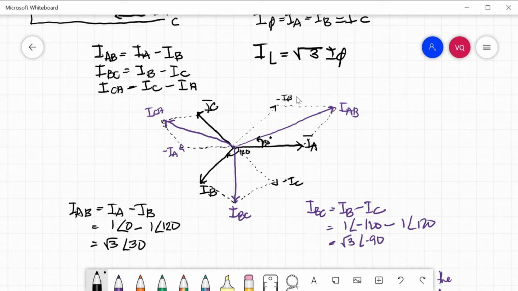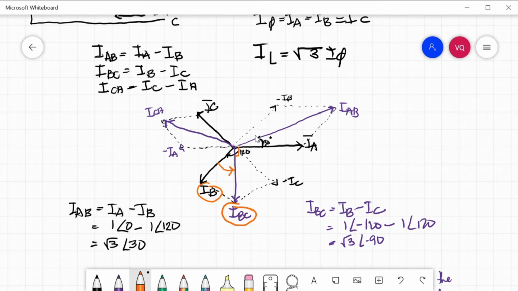Next one is IBC. So we will get the negation of IC here. So 1 angle negative 120 minus 1 angle 120, that is square root of 3 angle 90. So this is the 90 degrees. Now, what will be the relationship of this line current and phase current? What is the angle between them? So 120 minus 90 is equal to also 30 degrees.